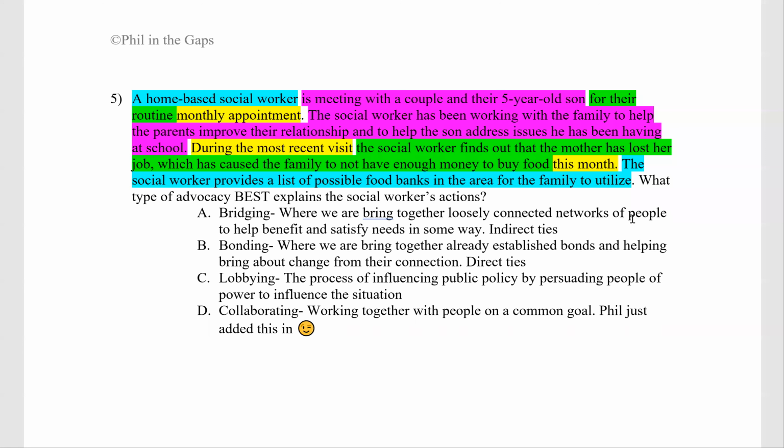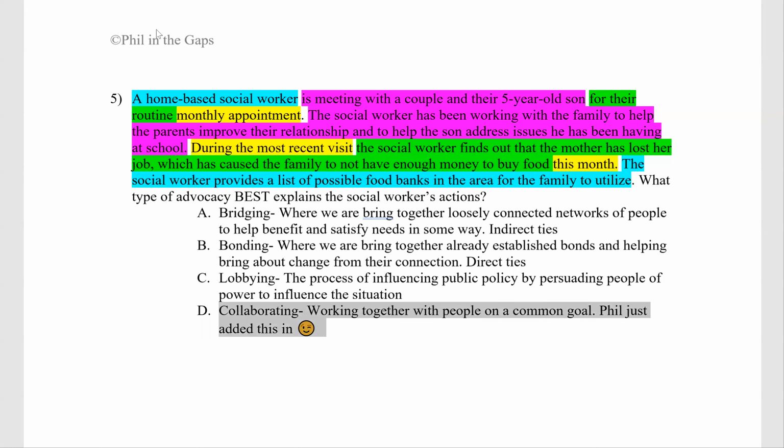It's a new issue, so it's something that we have to address and assess right now. And then we provide a list of possible food banks in the area for the family to utilize. So keep that in mind as we go through each answer choice.